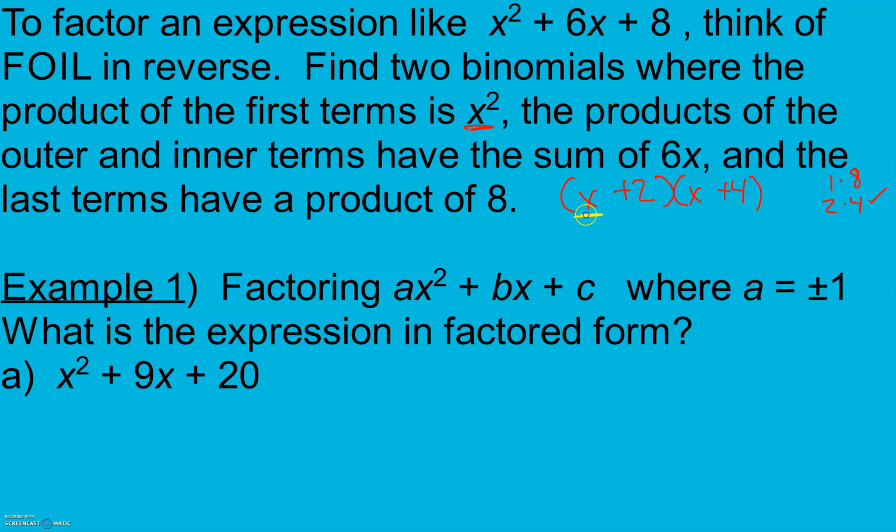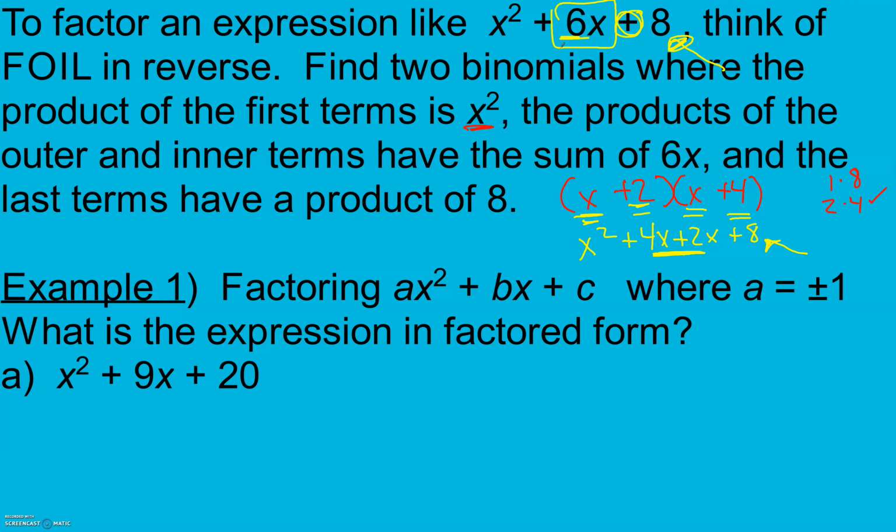If I FOIL this to check: firsts, outsides, insides, and lasts. And that's the reason that the product of the last two and the sum of the last two both have to work for the same set of numbers, because our inside and outside combine like terms to give us our middle term of our trinomial. So we have to be careful here. We need to multiply to our last value and add or subtract to our middle depending on what our signs are.